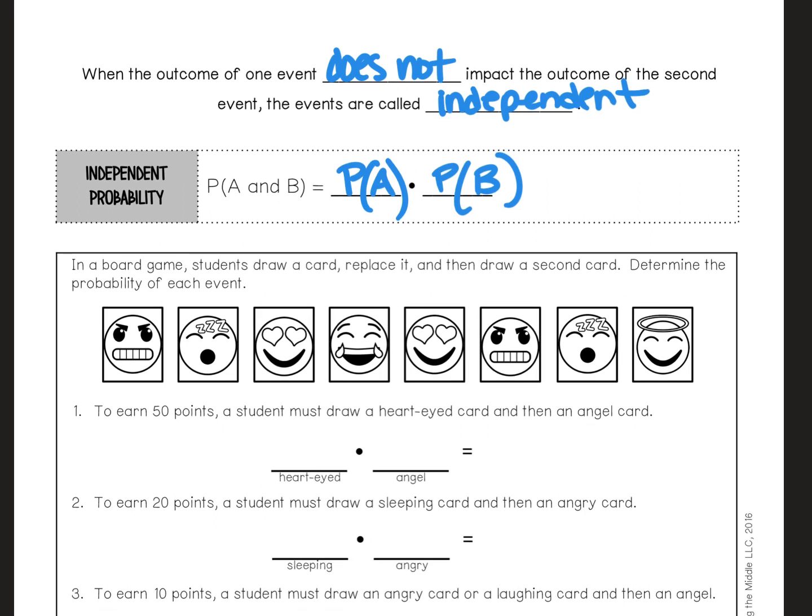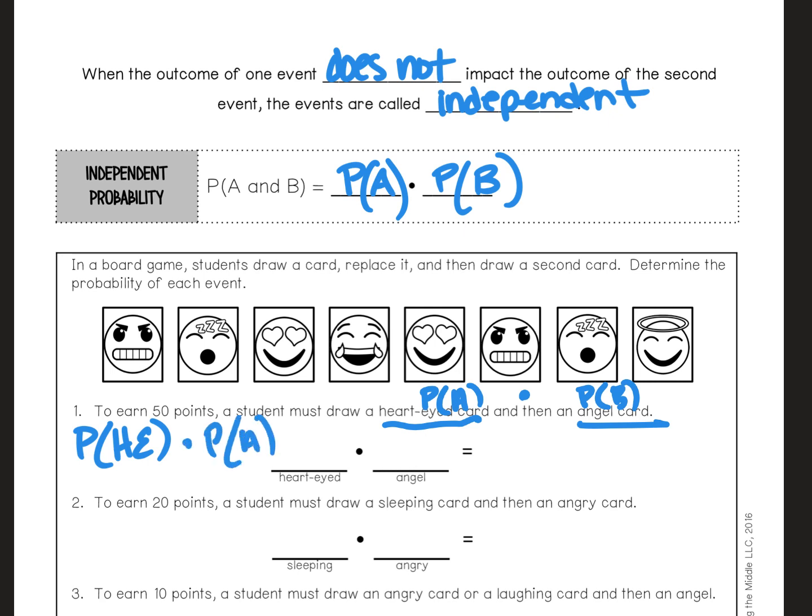In a board game, students draw a card, replace it, and then draw a second card. So they're drawing from 8 cards every time. They've drawn one, they put it back to make 8 again, and now they're going to determine the probability of each event based on that return of the card for the second draw. A student must draw a heart-eyed card. So there's the probability of my first heart-eyed card, and then an angel card. So that's the probability of B. And you'd actually write probability of heart-eyed times the probability of an angel.